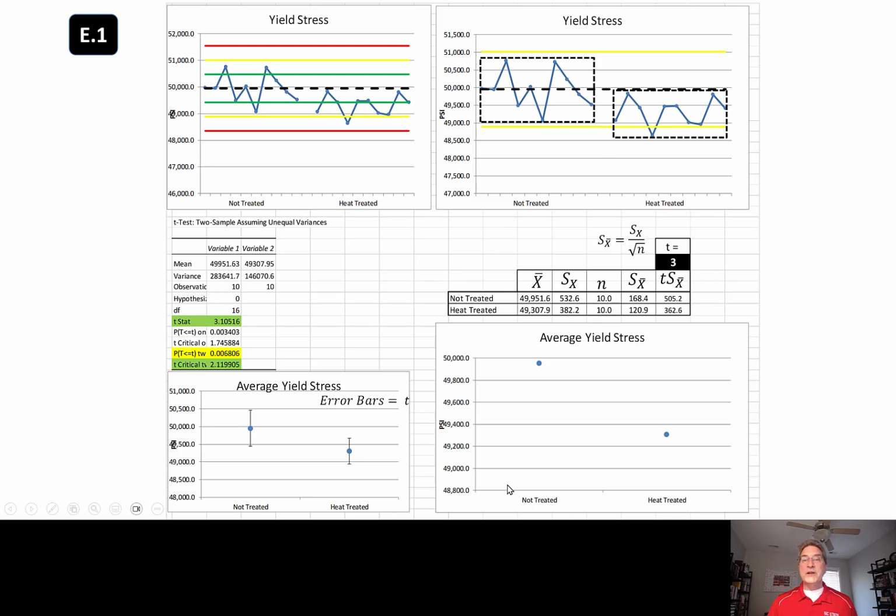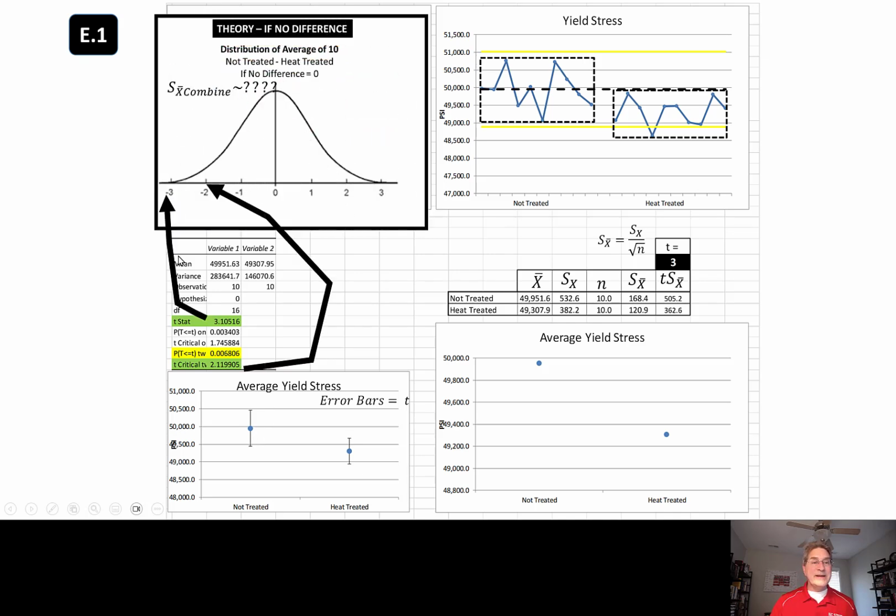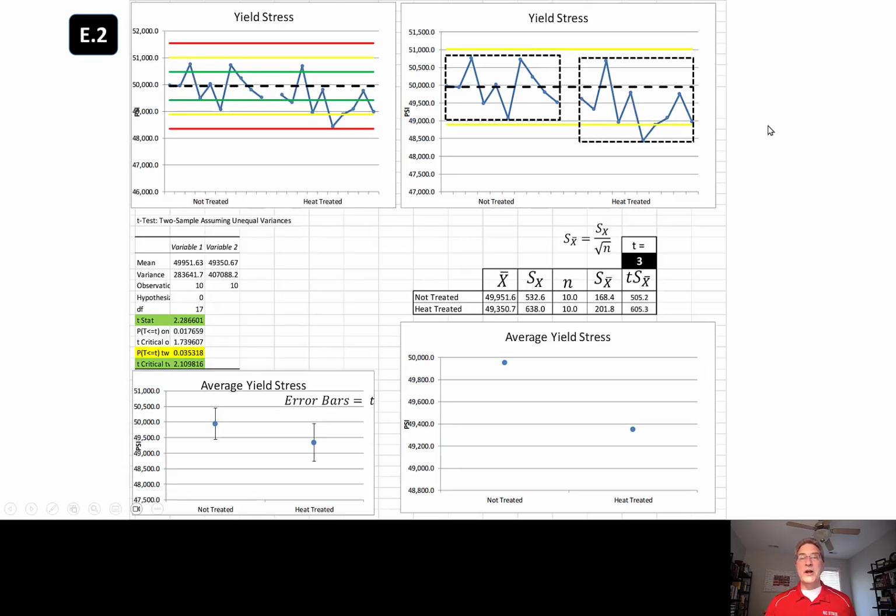Now we're going to overlap a little bit more. Now the confidence intervals on my average don't really tell me. So I go to my t-test. My critical is 2.1. My t-stat is 3. So that did not happen randomly. There is, let's say, a 0.6% chance that I would get that much difference if the averages really were the same. No, the averages are different. Heat treating mattered.